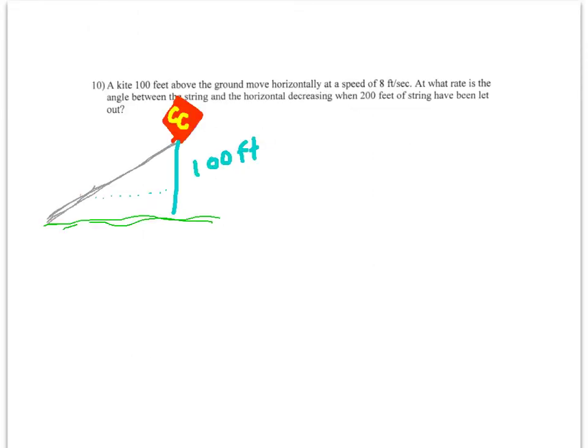In our last problem, we have a kite that is 100 feet above the ground, and it's moving horizontally at a speed of 8 feet per second. So I'm just going to label the horizontal distance x. And now we know that dx/dt equals 8 feet per second.